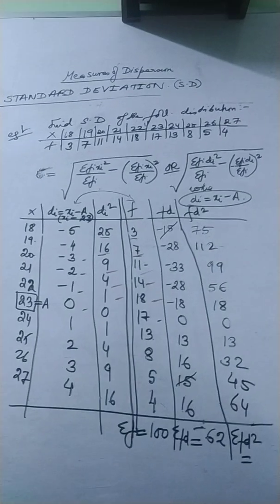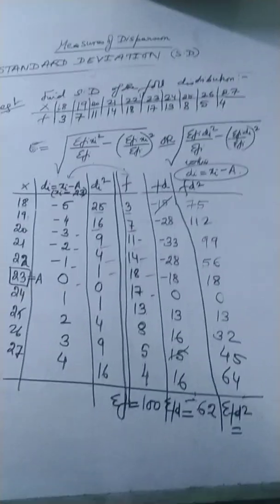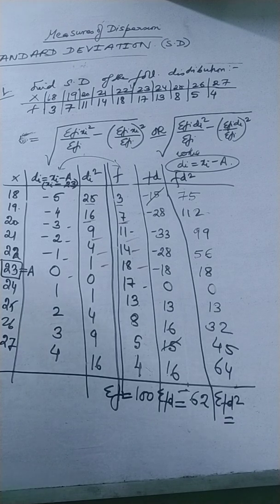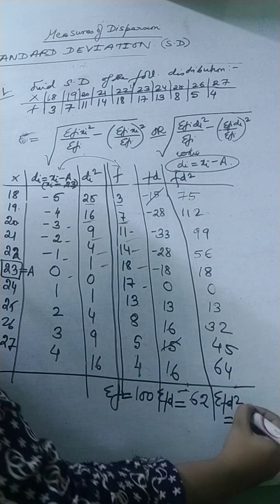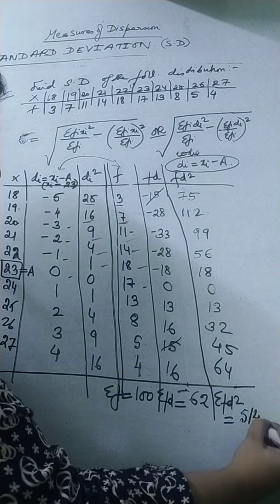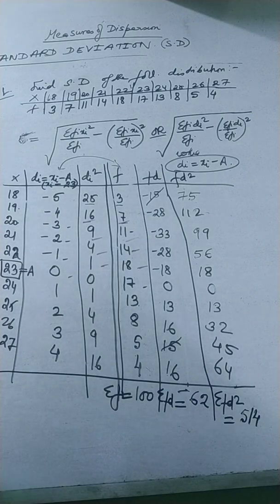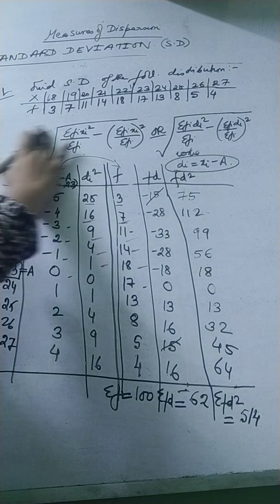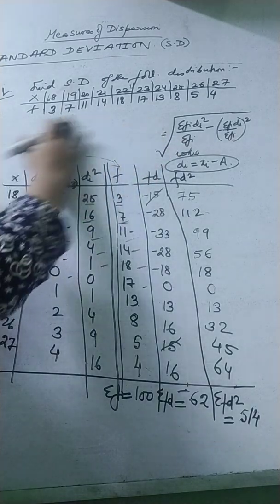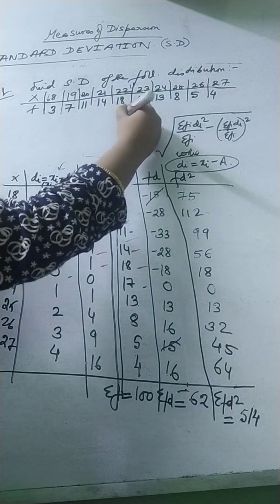Sum of this column, you can easily do the calculation. Summation of FD square, how much will it come to? Addition you can do yourself. Check and see whether it's coming to this value or not. 514. So we are using the formula FIDI square. You will write below this. You will continue using this formula.